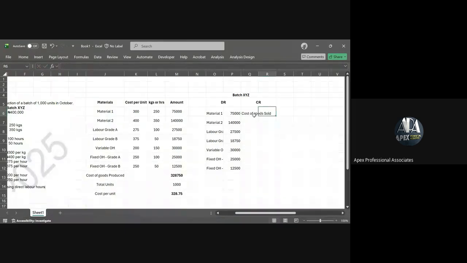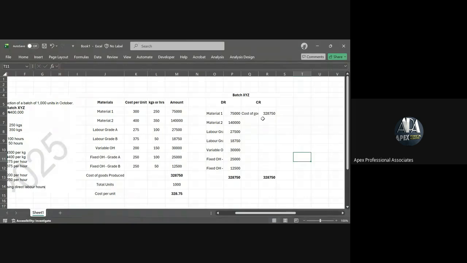How much will you credit the cost of goods sold? 328,750. Do you understand? So at the end of the day, you have your sum, the same amount. Yes, sir. Do you understand now? Is it clear to you?